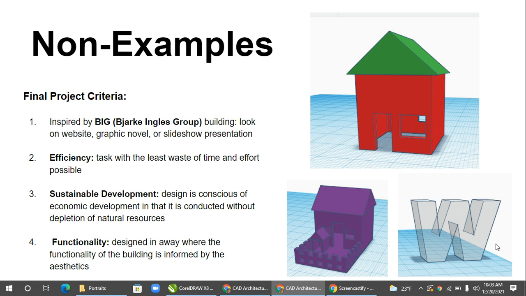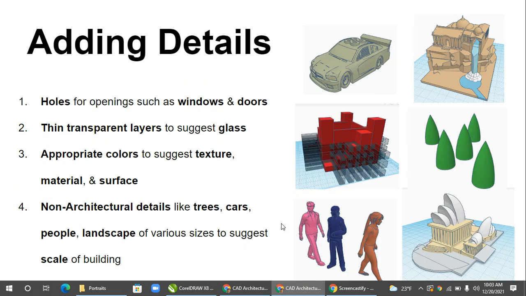You really need to think about not only the inspiration from the Bjark Ingels Group website, but also how your building can express efficiency, functionality, as well as aesthetics when you're working on Tinkercad. Some of the things that you want to think about when you're working on your building to make it look more realistic are the following. One, holes for openings such as doors and windows. This not only makes it look like a building, but also shows a sense of scale on how many stories tall or how big your building is in general.